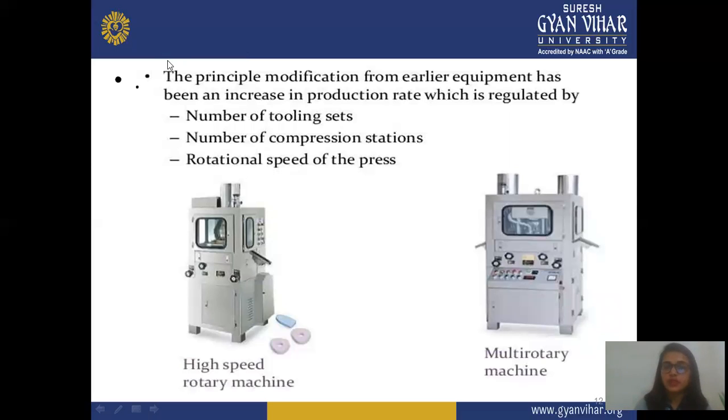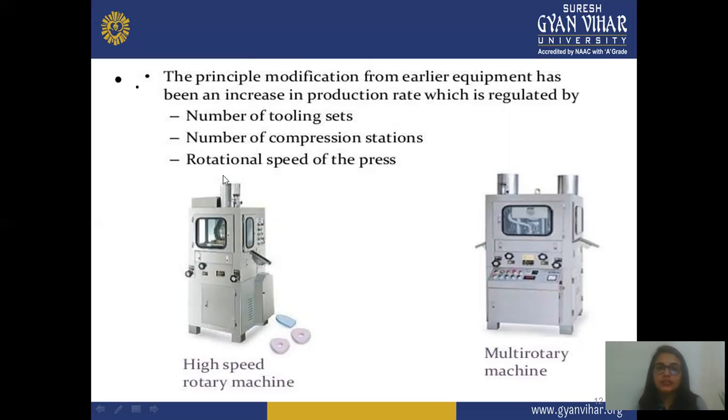Next is the principle of compression. In this principle, modification from the earlier equipment has increased the production rate, which is regulated by the number of tooling sets, the number of compression stations, and the rotation speed of the press. This is an automated machine mainly used in industry. First is the high speed rotary machine, and second is the multi-rotary machine.